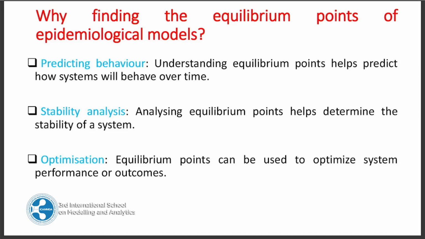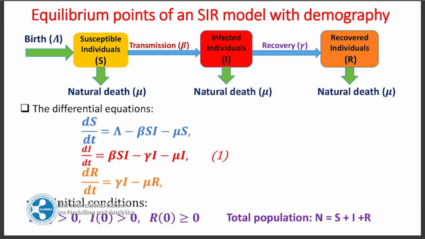You can remember yesterday that I said one of the reasons why we have to find equilibrium points of compartmental models is that if you are able to understand the equilibrium point, it will help us to predict how the system will behave over time. So that's one of the key things, why we need to examine the equilibrium point of a model. Also, it will help us to analyze the stability of the system, because this is very important. So I will just go through.